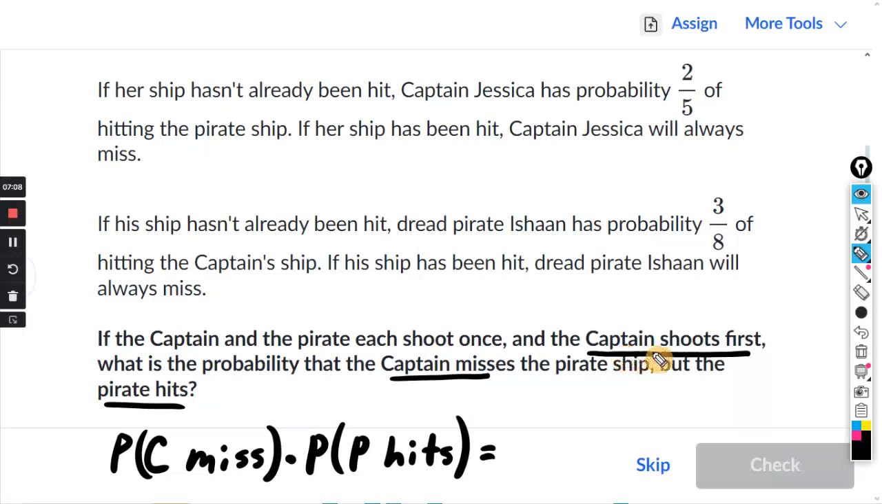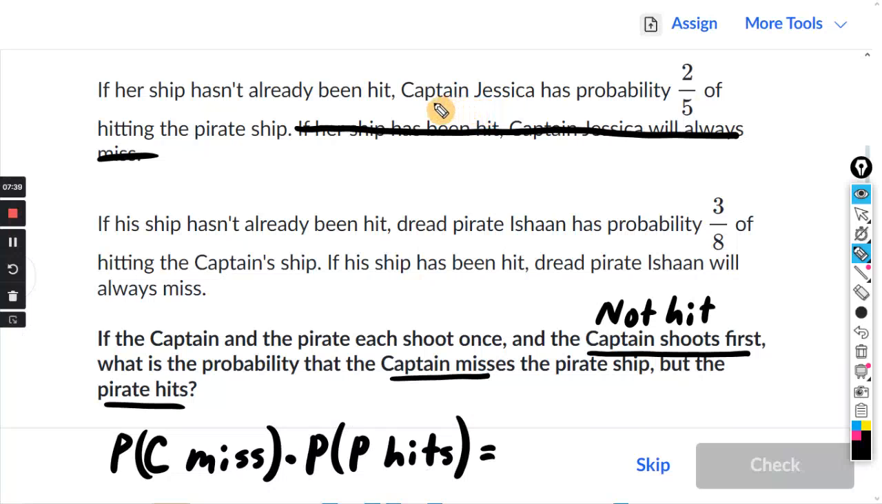Now the captain shoots first. That means the captain is not hit at first, because the captain shoots first. So we want to find the probability that the captain misses. For the captain, it says if the ship has been hit, forget about that. And why is that? Because the captain shoots first. So the captain's not going to be hit.